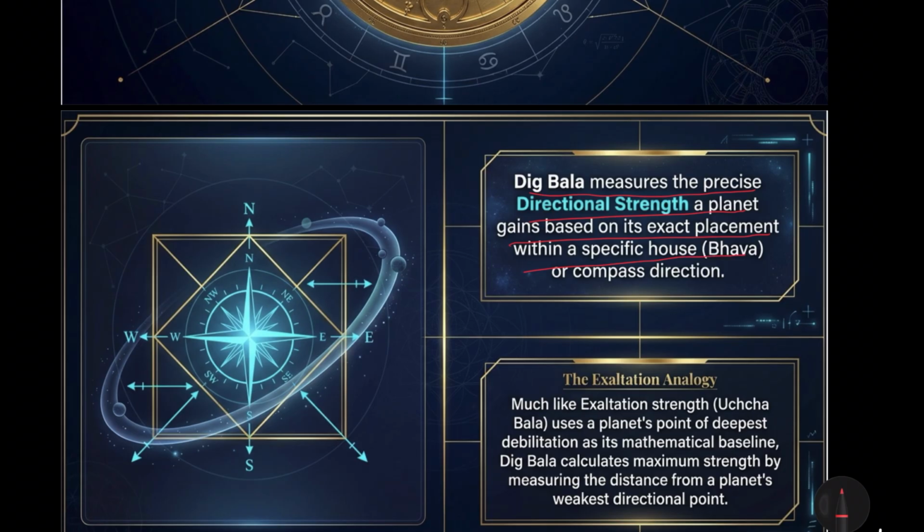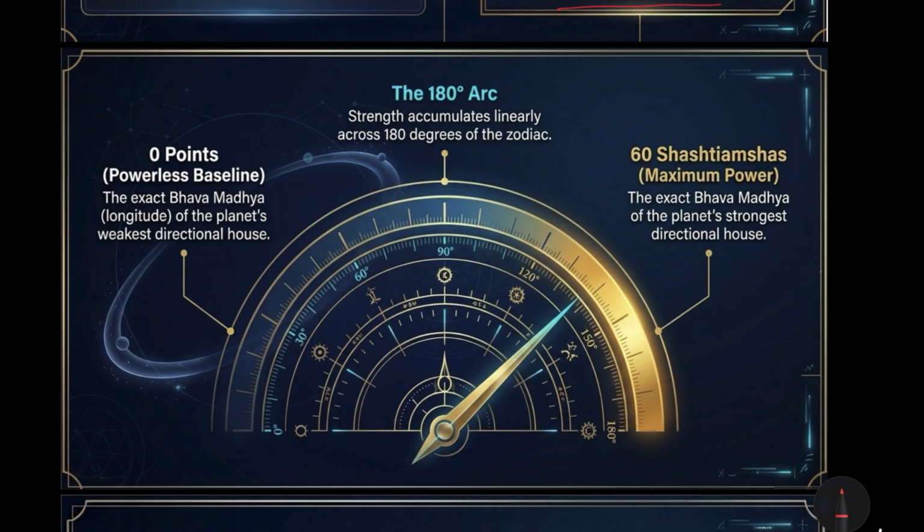If we consider it with an exaltation analogy, or Uch Bal, in Uch Bal we do the calculation by taking into account the deepest debilitation point. Similarly, Digbal calculation is also taken from the weakest directional point. If the planet is at the bhav madhya of the direction in which it gains strength, it will get 60 Sashtyamsha. Just opposite to it, at the powerless point, it will get 0 Sashtyamsha points.